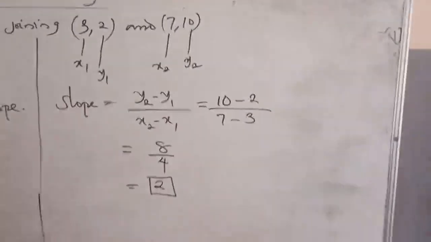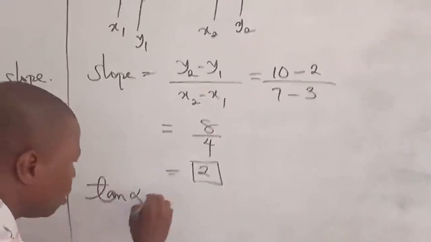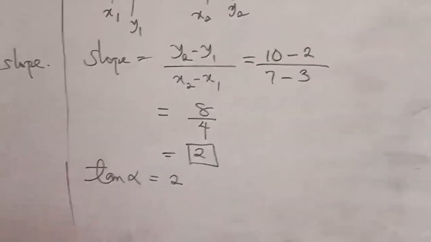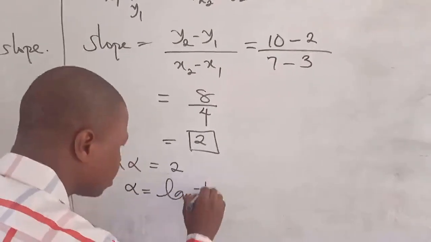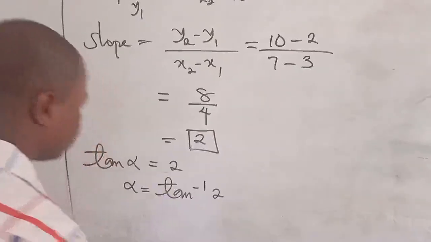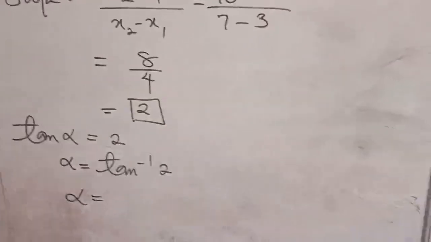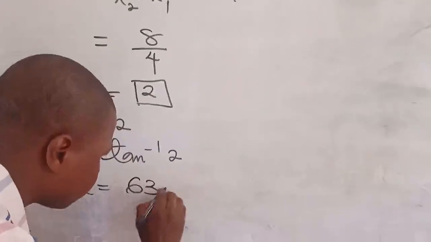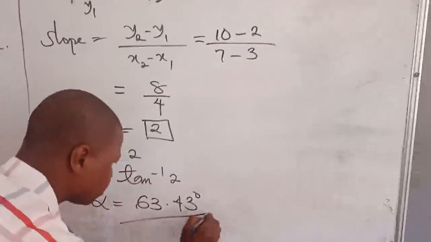So to find the angle of this slope, we say tan alpha equals 2, and alpha equals tan inverse of 2. And alpha equals 63.43 degrees.